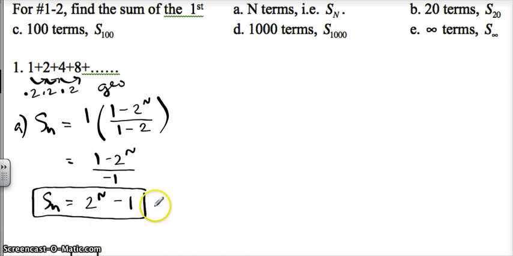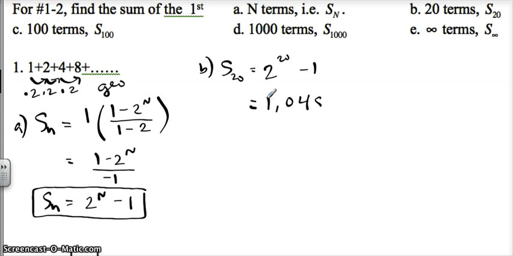From there, we can just plug in our values. Let's take a look at letter B. That's 20 terms. So let's see what happens as we increase the number of terms: 20, 100, 1,000, and infinity. S sub 20, here's our formula, 2 to the 20th minus 1. Enter that in your calculator, and you get 1,048,575.